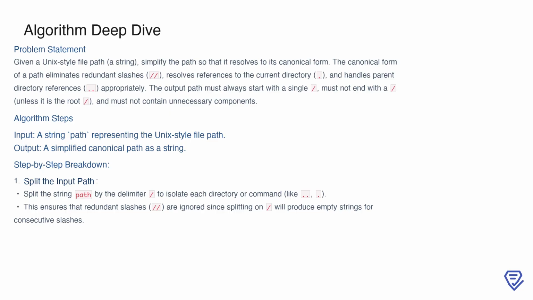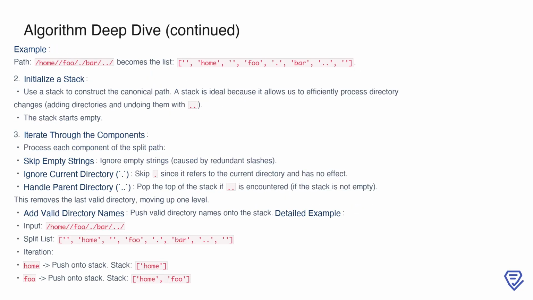To achieve this, we begin by splitting the input path into components using the forward slash as the delimiter. This step ensures that consecutive slashes are ignored, as they will produce empty strings during the split process, leaving us with only the relevant parts to work with. For example, consider the path /home/foo/./bar//. Splitting it by slash results in the list home, foo, dot, bar.